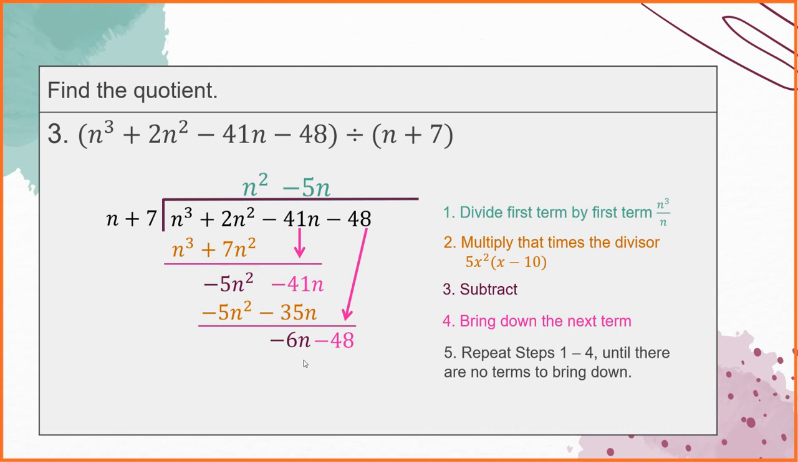We'll do this process one more time. So I'm going to take the first term, negative 6n, divided by the first term of n. That would give us negative 6. And then I'm going to take negative 6 times the divisor, so I will get negative 6n minus 42. And then to subtract, subtract means add the opposite. The n terms would add out. Negative 48 plus 42 would be negative 6. And we write our remainder over the divisor.